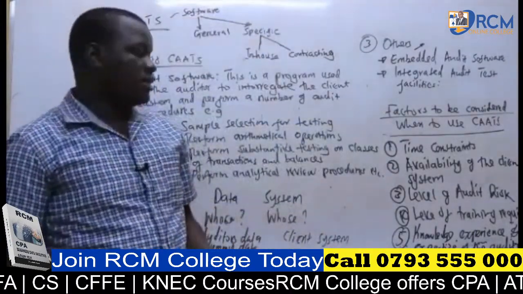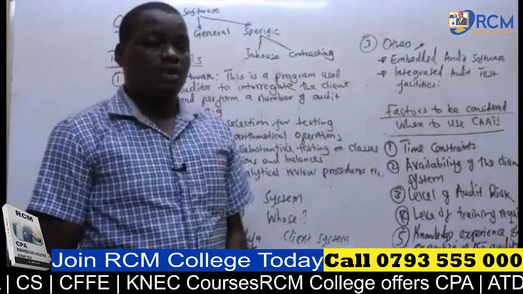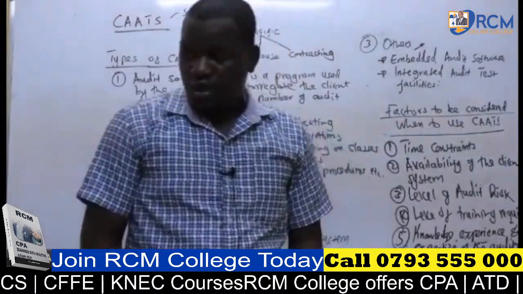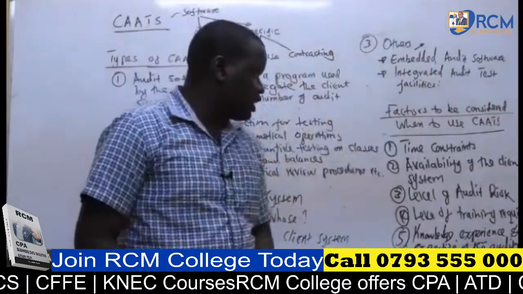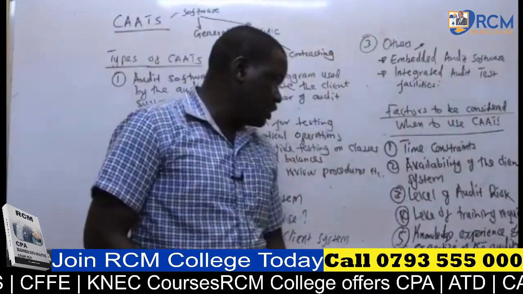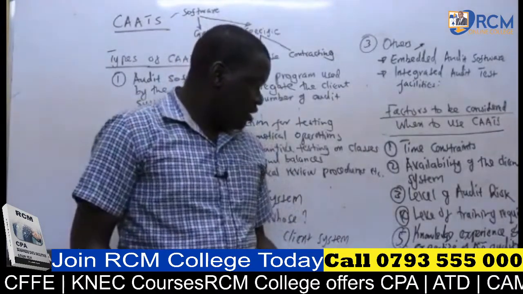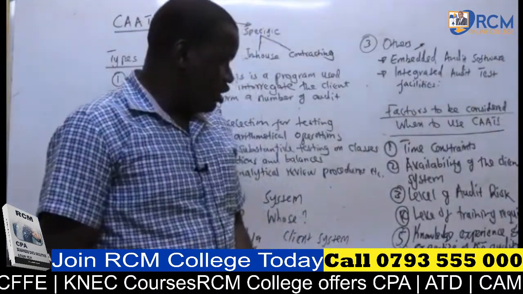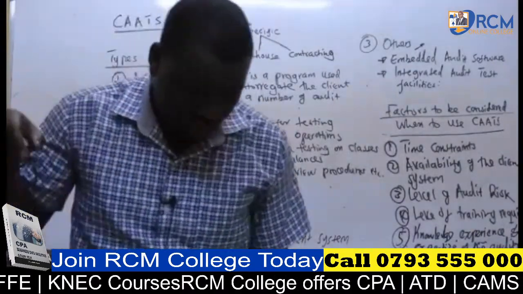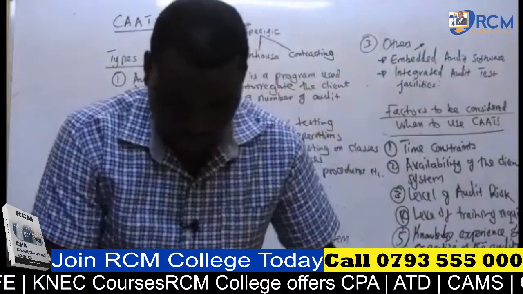So which are the factors there? Here they are, the factors that you have to consider as an auditor, whether you're going to perform the test manually or with the CATs. You have to consider, for example, the time constraints, availability of the client system, level of the audit risk, the level of the training required, then the level of the auditor's knowledge, experience, and expertise. Some of the factors you have to take into account to determine whether to use the CATs or not.